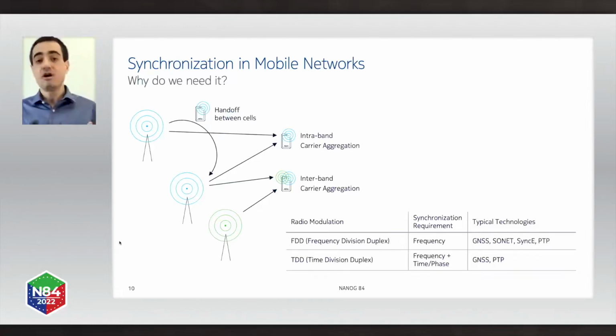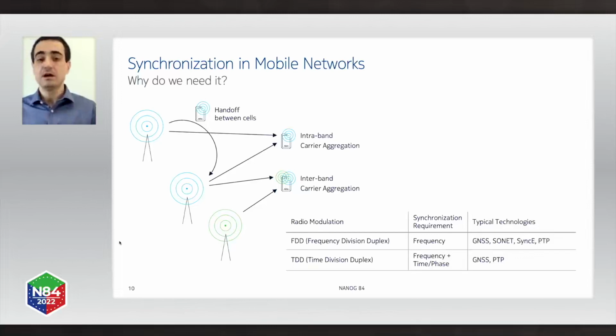As radio features evolved, some capabilities such as carrier aggregation, which is the ability to use two radios sharing to a same device, put even more strict requirements on the synchronization of those radios. So they need to be even more tightly synchronized in order for the network to take advantage of those capabilities. So at the end, it is the radio capabilities that are going to drive the timing, the synchronization requirements.